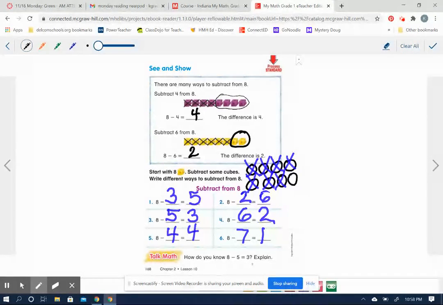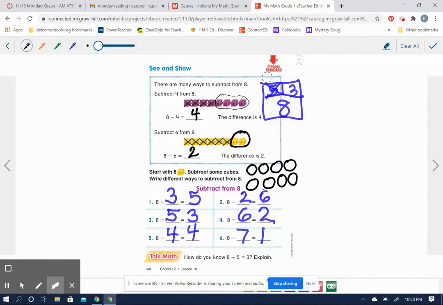And it says, how do you know that 8 minus 5 equals 3? Explain. Well, the best way I know how to explain that is, if you have a whole number, you remember our part plus part equals the whole number. If we have 8 as the whole number and 5 is one part and 3 is the other part, if you take away one of those parts, it's going to be the other part. So 8 minus 5 is going to equal 3.